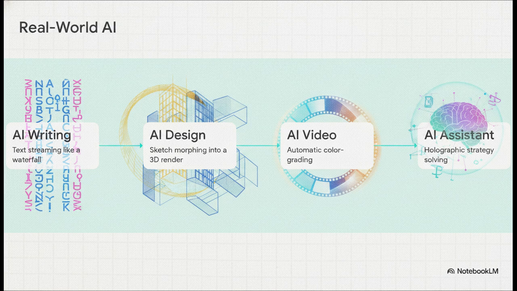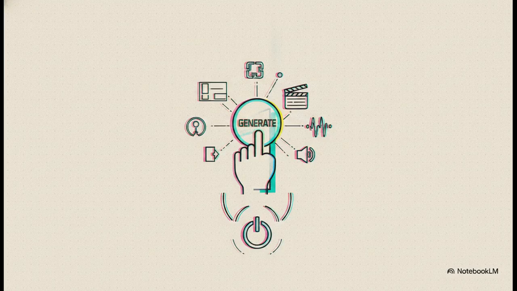Okay, now notice the rapid-fire pacing here. The source actually specifies rapid cuts through these specific, real-world transformations in tight 2-second intervals. We jump from a text waterfall to a sketch morphing into a 3D architectural render, over to automatic color grading, and finally to a holographic brain solving strategy. The script is using this relentless, driving speed to mimic the sheer velocity of AI just doing the work for you. It visually proves the claim that AI isn't just helping out anymore, it's executing. And the crucial point here? All of this massive output is triggered by just one single click. It's the absolute ultimate reduction of friction.